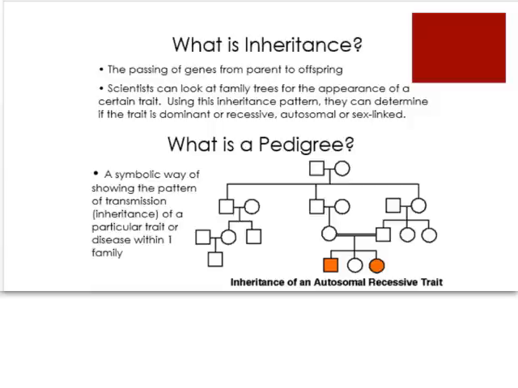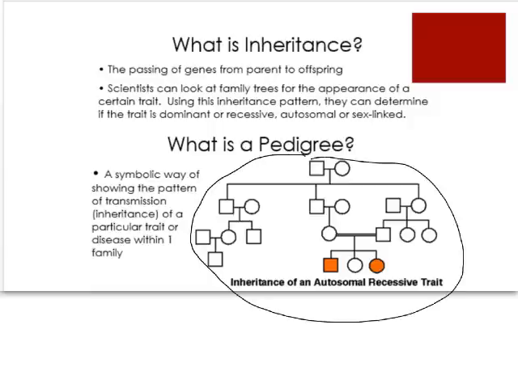So in this video we're going to be looking at pedigrees, which are family trees, like this one shown here, used to track the inheritance of a given trait. Before we can start, we have to talk about, well, what is inheritance? Inheritance is the passing of genes from parents to offspring, and pedigrees are kind of cool because they're a symbolic way of showing how one gene is inherited. You can track it through the family and use it to predict whether or not it will be inherited in the next generation.